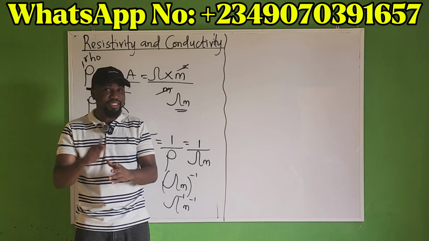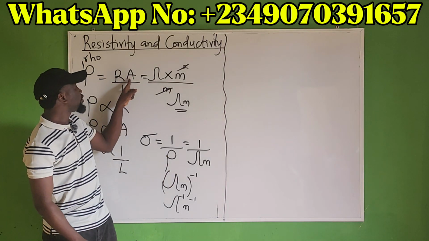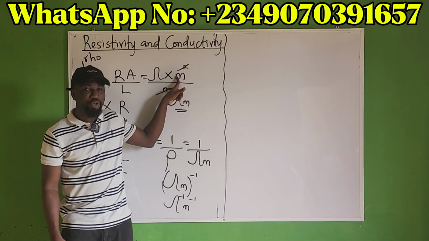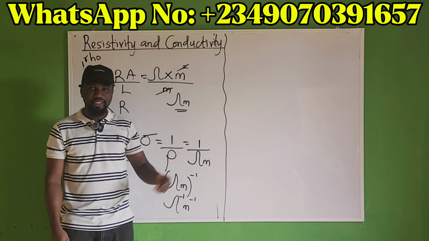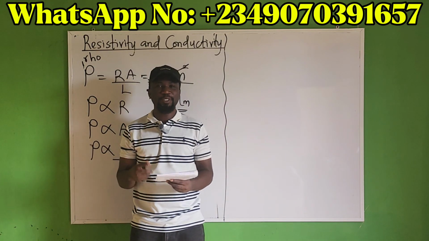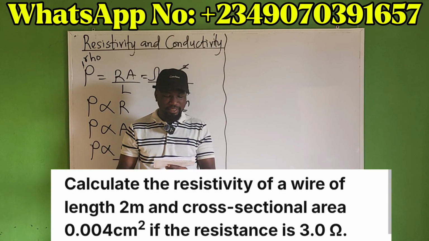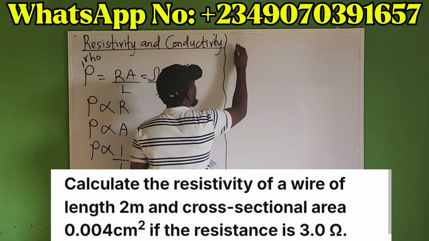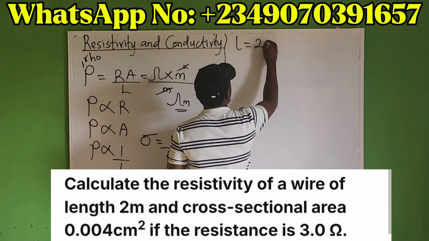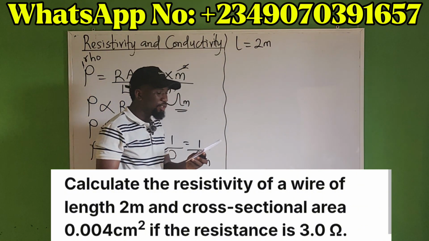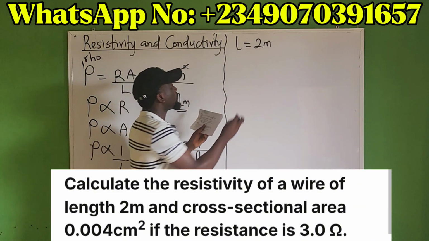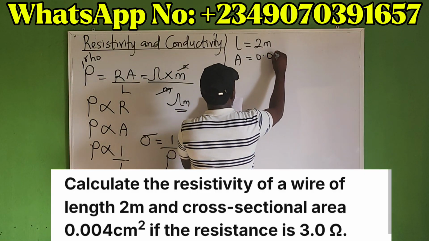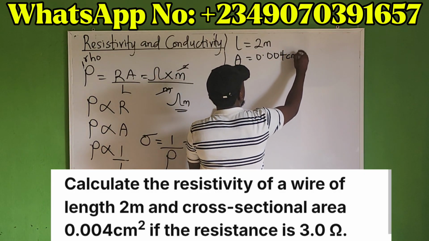With this, let's try to answer some questions on resistivity as well as conductivity. And please take note, like we said, the unit of area is meter squared, not centimeter squared, not millimeter squared. All right, so the first question says, calculate the resistivity of a wire of length 2 meters. So the length of the wire is 2 meters, and the cross-sectional area is 0.04 centimeter squared.